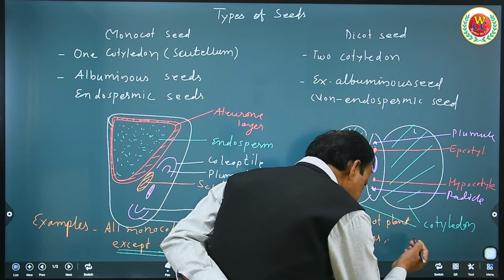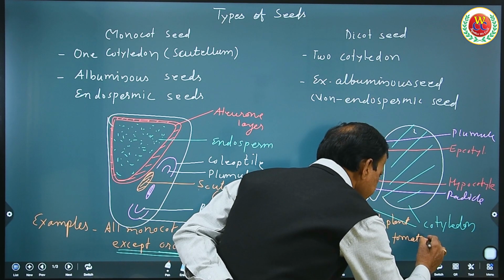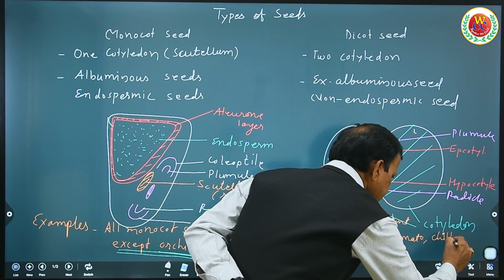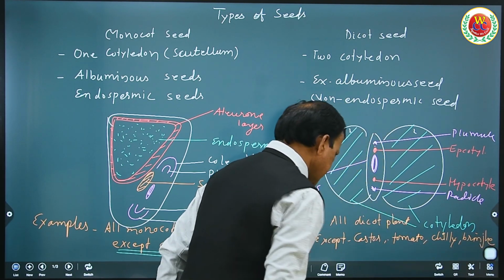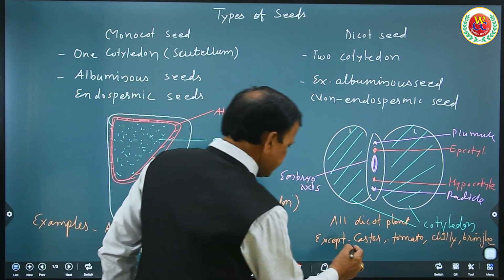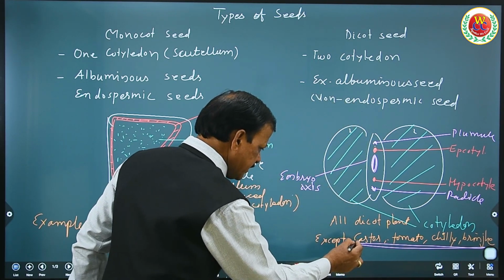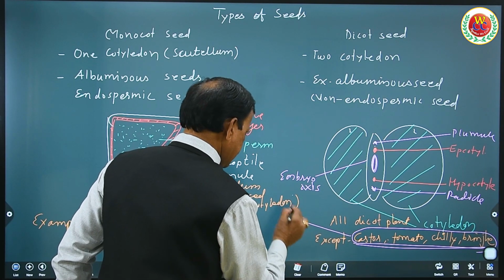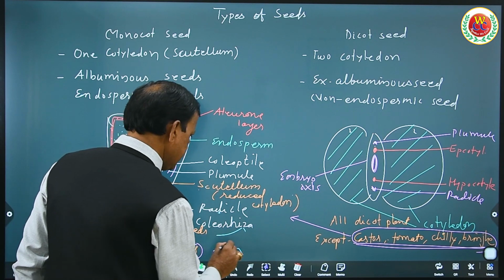So Lycopersicum esculentum, tomato, chili, brinjal, etc. These are endospermic seeds, therefore exceptional. This is an exception. So these are endospermic, and this orchid is non-endospermic.